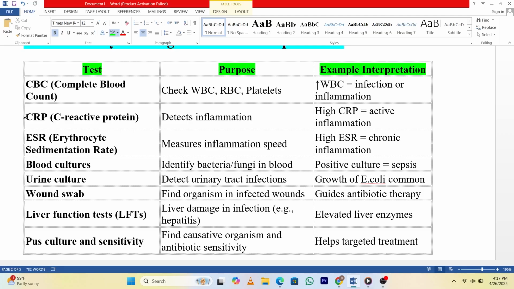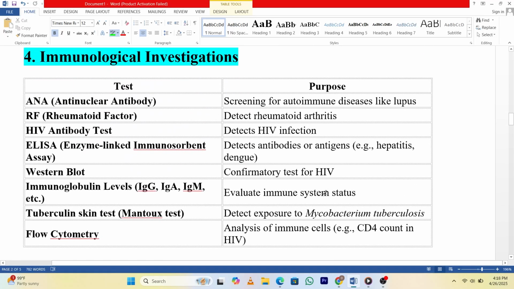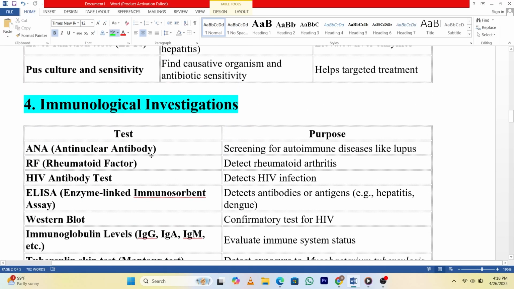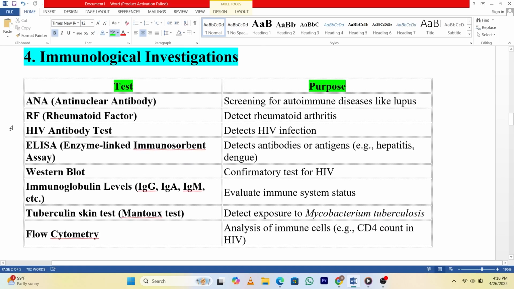4. Immunological investigations. Test, purpose. ANA, antinuclear antibody, screening for autoimmune diseases like lupus. RF, rheumatoid factor, detects rheumatoid arthritis. HIV antibody test detects HIV infection. ELISA, enzyme-linked immunosorbent assay, detects antibodies or antigens, e.g., hepatitis, dengue. Western blot, confirmatory test for HIV.